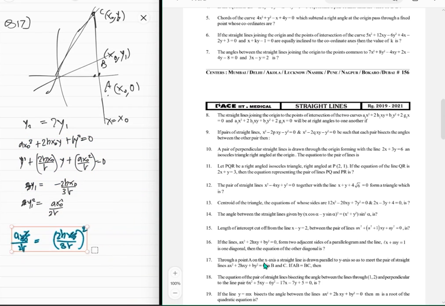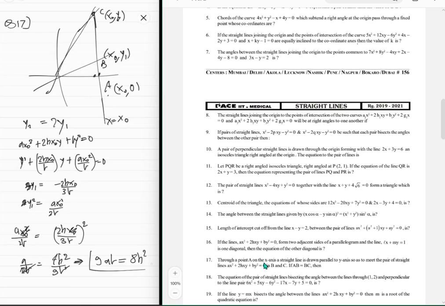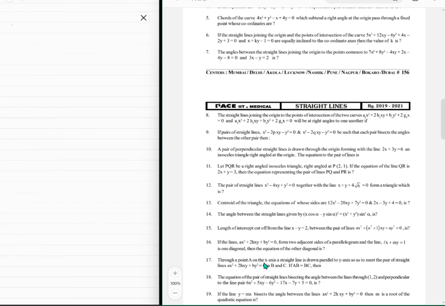This is your condition, and this will become a upon 2b equals 4h squared upon 9b squared, which means 9ab squared. Okay, that b cancels. Cool. So 9ab equals, well, that 2 is still there, so it's going to be 8h squared. Cool. Question number 18. The equation of the pair of straight lines bisecting the angle between the lines through this and perpendicular to the line.